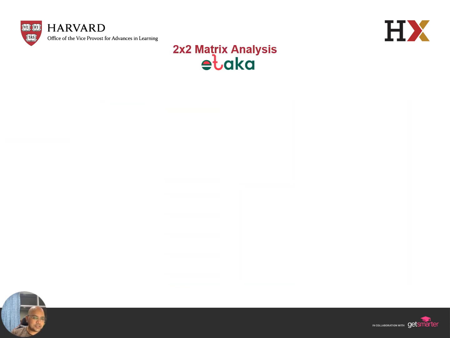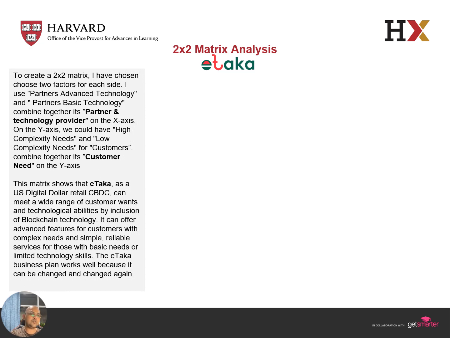The 2 by 2 matrix. First we see what we consider in the 2 by 2 matrix. In the x-axis we take the partners and technology provider, which is the blend of partners' advanced technology and partners' basic technology. Partners means who will be the technological partner, the blockchain partner, the software partners, and obviously the banks, the e-wallets. In the y-axis we consider high complexity needs of the customers and low complexity needs for the customers. So the customer needs are on the y-axis.